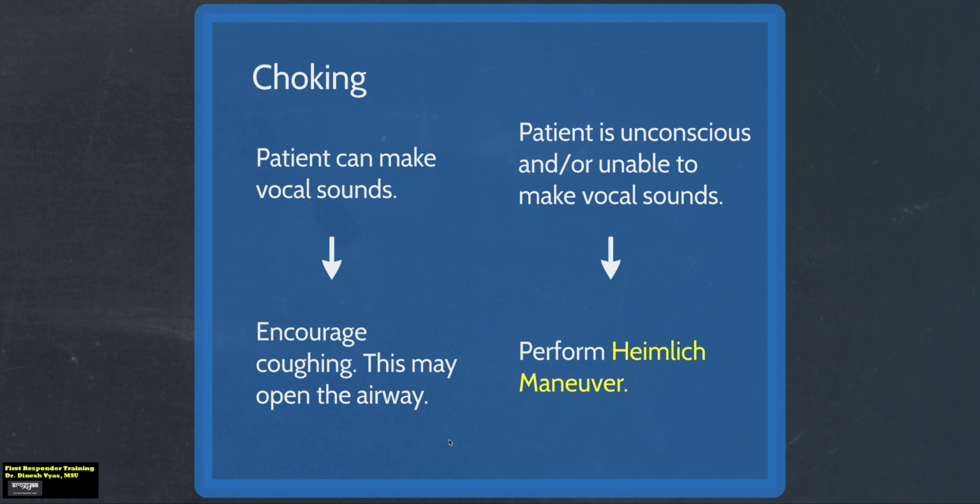Now we will move on to the patient who is choking. If the patient is able to make vocal sounds, you'll want to encourage them to cough. Coughing may allow them to open the airway and to remove whatever foreign object is obstructing the airway. If the patient is unconscious or unable to make vocal sounds, this is when you'll want to use the Heimlich maneuver.